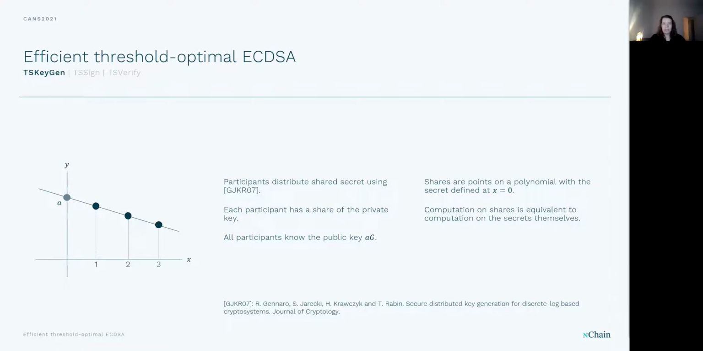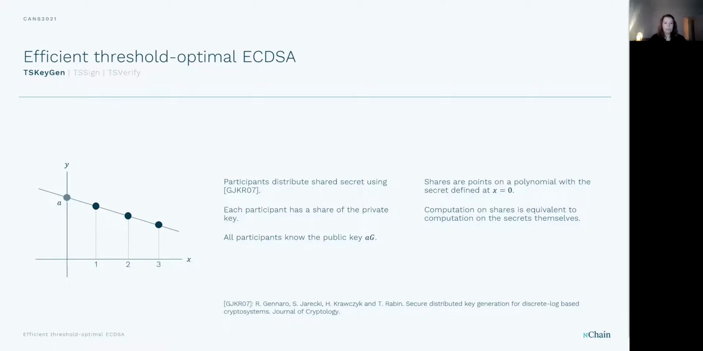Very commonly known is that these shares are actually points on a polynomial, and the shared secret is defined at the value x equals 0 on this polynomial. Participant 1 in our example of the 2 of 3 scheme has knowledge of the polynomial corresponding to the private key at x equals 1. Then similarly, participant 2 knows the polynomial at x equals 2, and participant 3 the same thing at x equals 3.